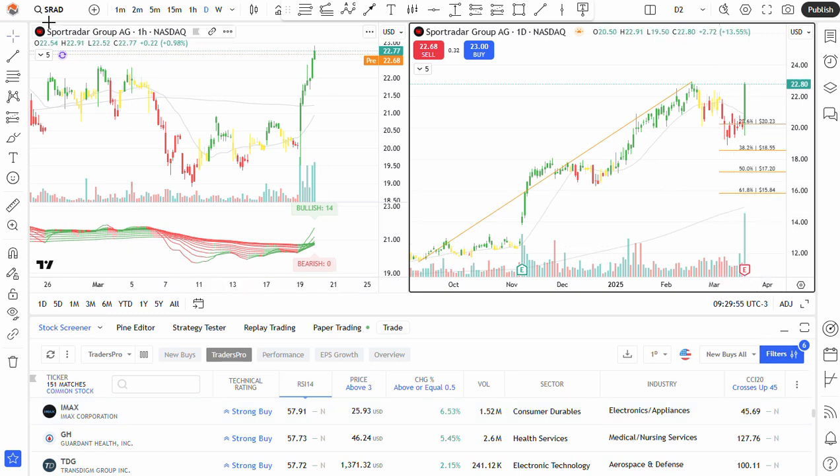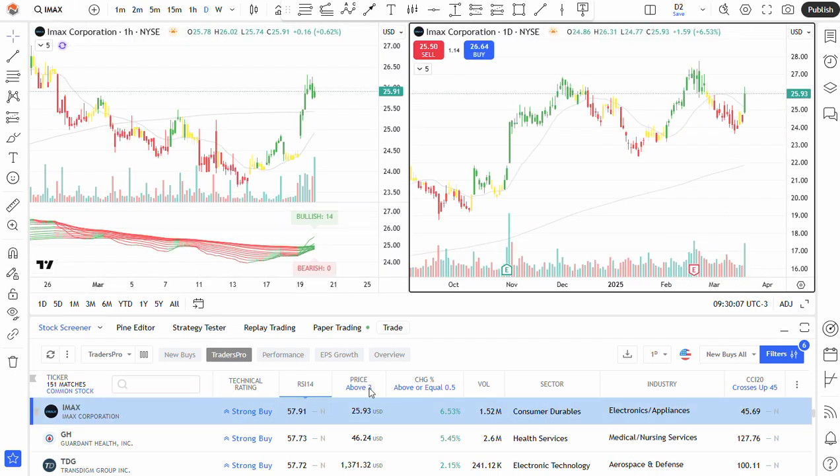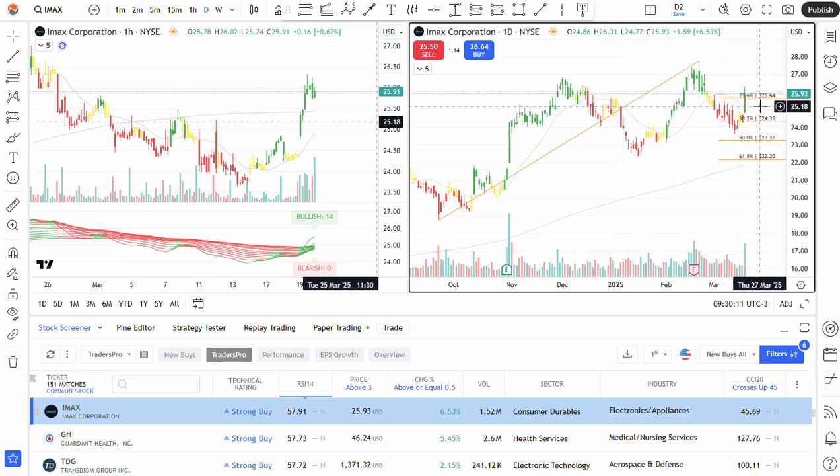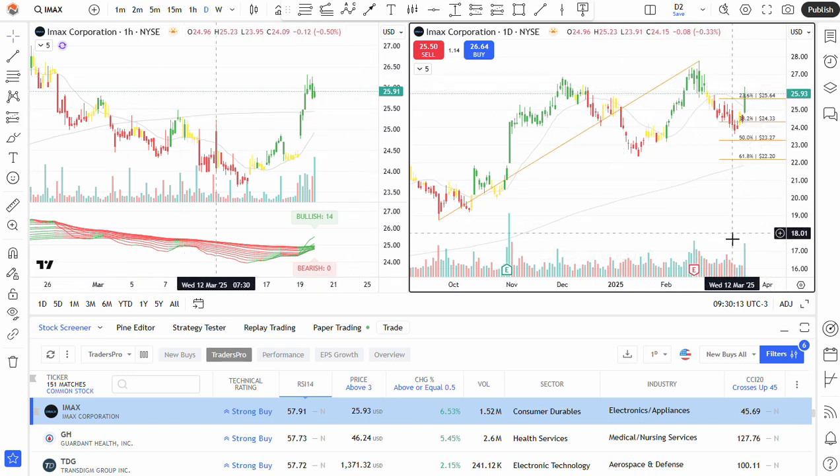Sports trader SRAD. Nice confirmation bar on earnings, big volume back into momentum. Nice looking pattern set up right there on SRAD. Another one to consider is IMAX, a similar type price pattern. Got a nice move back up into the momentum zone. Also some increased volume there for IMAX.